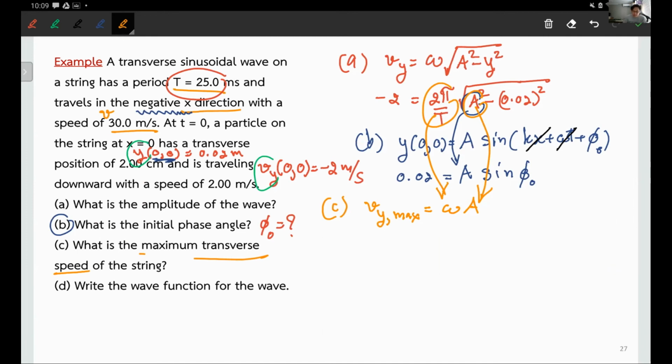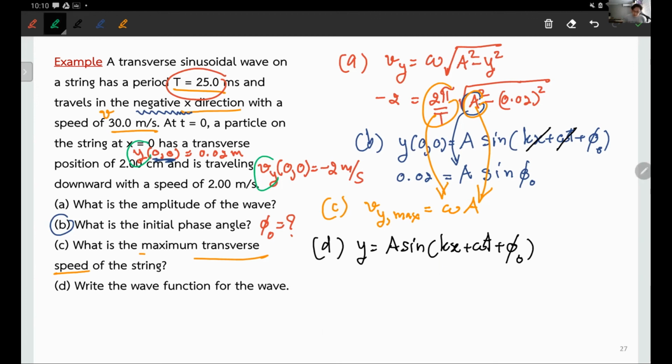All right, part D, the final part. Write the wave function. Not a problem, because the wave function looks like A sine of kx minus, or plus in this case, omega t plus phi naught. The whole purpose of this exercise is to figure out all of the parameters that show up in the wave function. Once you know them all, you can write the expression of the wave function right away.